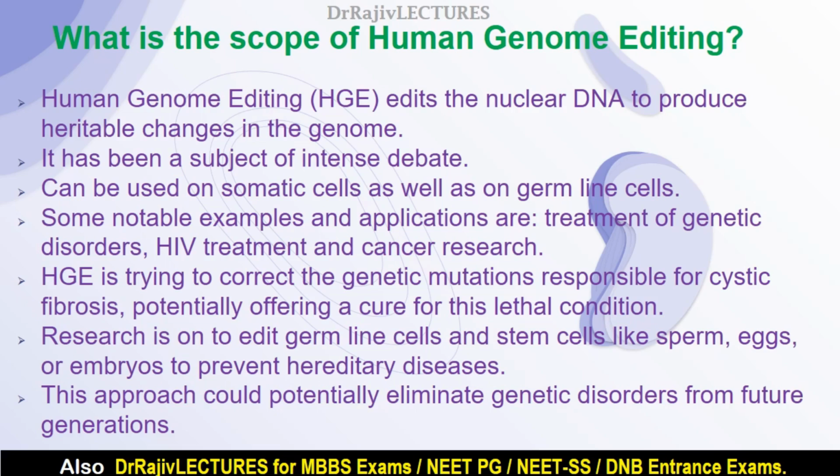CRISPR has been used in animal models to correct mutations causing Duchenne muscular dystrophy, showing promise for its treatment. Treating inherited retinal diseases such as Leber congenital amaurosis, which causes blindness, is also a focus of CRISPR research. Research is also underway to edit germline cells and stem cells like sperm, eggs, and embryos to prevent hereditary diseases. This approach could potentially eliminate genetic disorders from future generations.